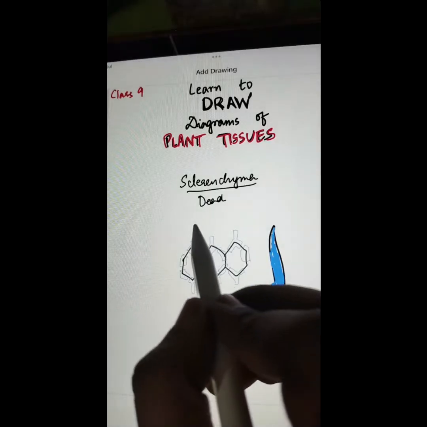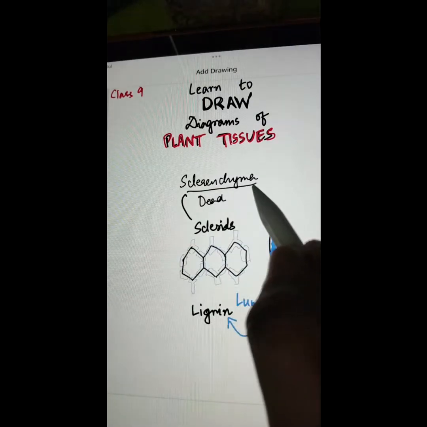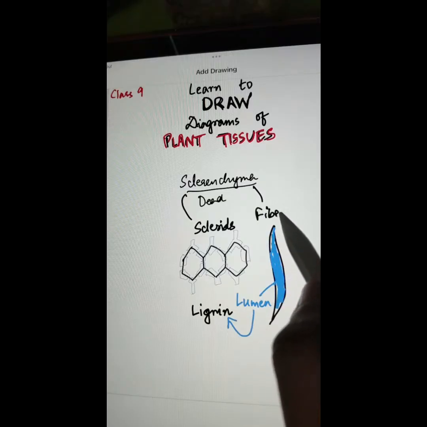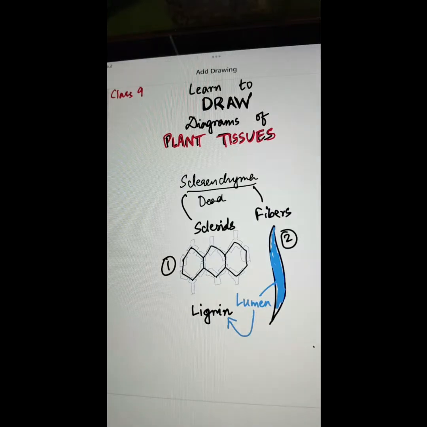So these are the sclereids that I have drawn. It exists in two forms. One is sclereids and the other is fiber. So this is one, this is two. This is how sclerenchyma representation should be there. You might have read about jute fibers, hemp. These are all the fibers that are there in the plant and they are actually sclerenchyma. So these are economical fibers. You might have read about them in class 8th as well because there was a chapter in class 8th, fiber to fabric, I suppose.